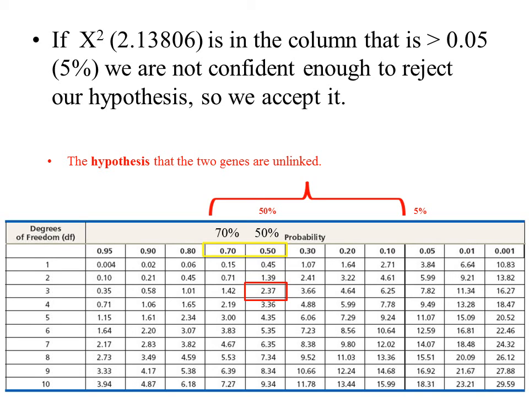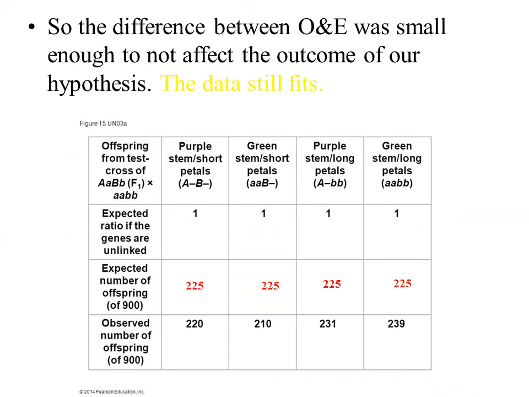So as long as the value is larger than 5%, you will accept your hypothesis. This means that the data fluctuation that we did see is not significant enough for us to reject our hypothesis. So we must accept the hypothesis. The difference between the observed and the expected numbers were small enough to not affect the outcome of the hypothesis. So the data still fits.